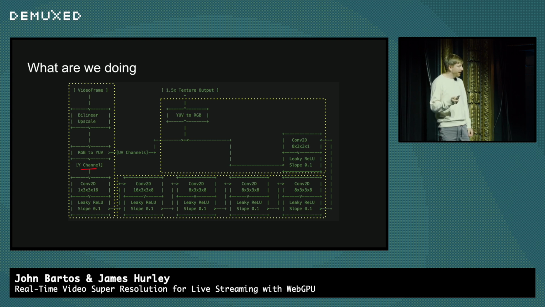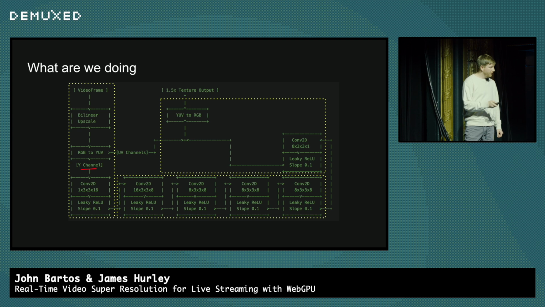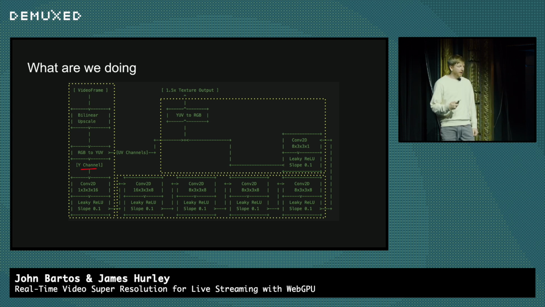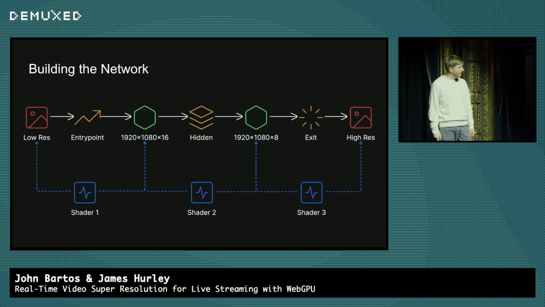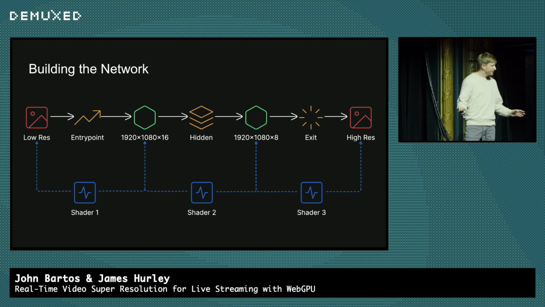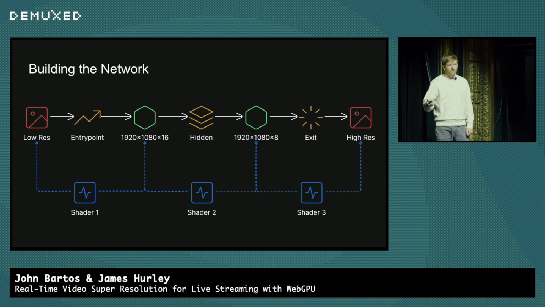So when we think about shaders and how to take that network and turn it into shaders, there's a few operations here that we can group together and create a series of shaders out of. At the end of the day, we ended up with 3 different shaders. The first is our entry point. This takes our lower resolution image, does the bilinear upscale, does the conversion to YUV, and runs it through the first convolution to be passed to our hidden layers.